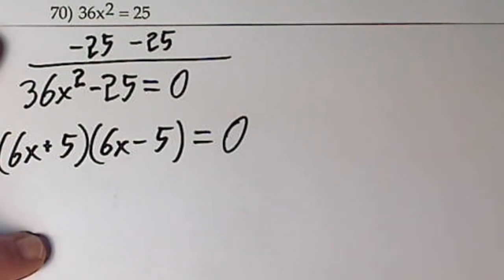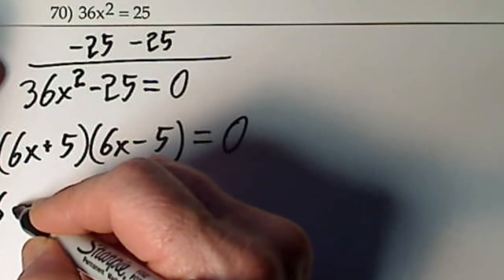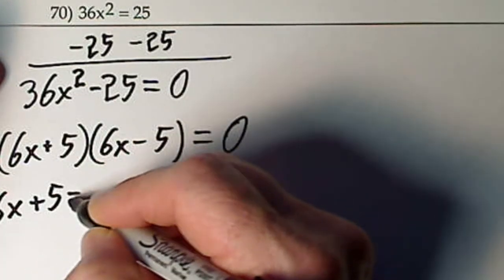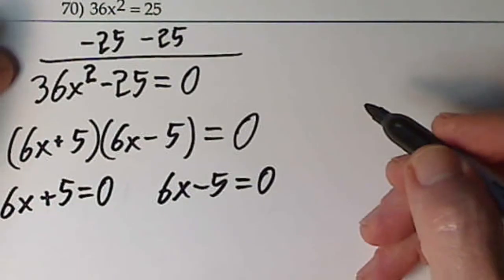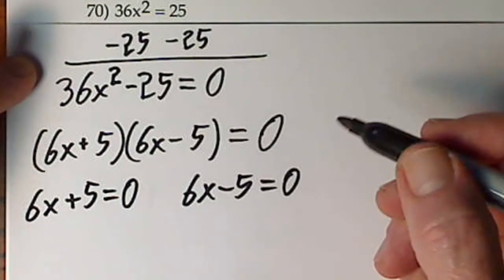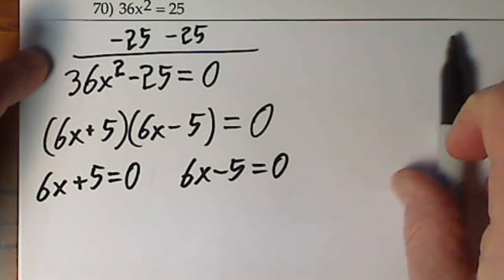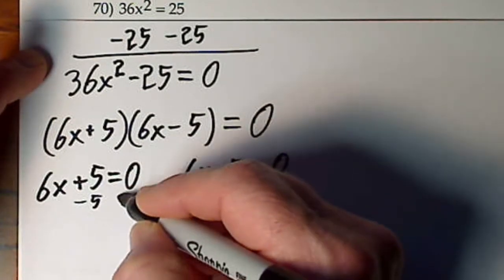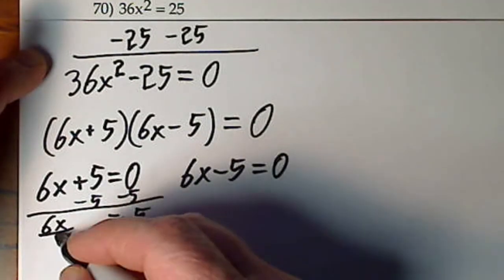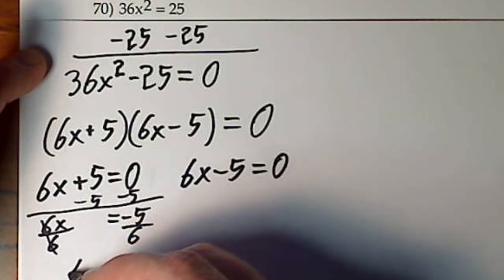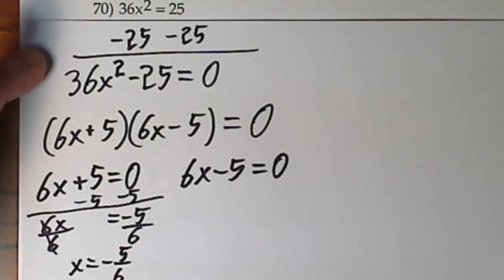So you have something times something is 0. So you grab each set of parentheses and set it equal to 0. 6x minus 5 equals 0. Okay. I'll have to back out a little bit here. So get rid of your 5. 6x equals 5. Get rid of your 6. So x equals 5/6. That's one possibility.